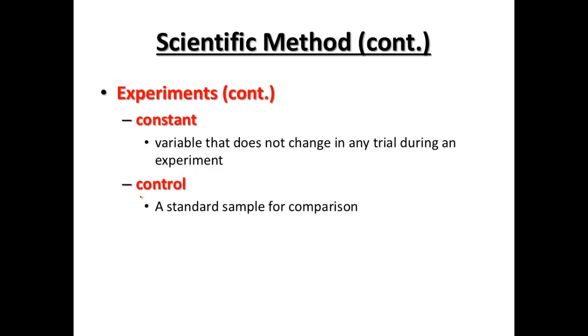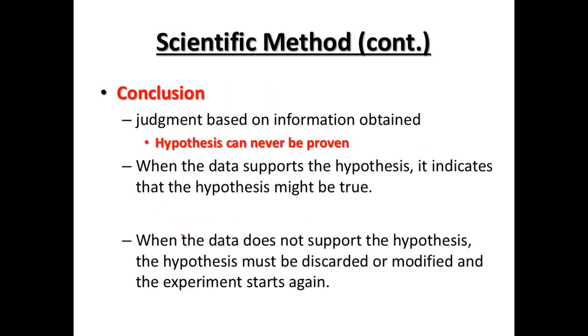Now constants, anything that we did not change during the experiment, and the control, the standard for comparison that we're going to look back to see if there was a change that occurred. Now, as we're going through the scientific method, the conclusion is a judgment based on the information we've obtained. Technically a hypothesis can never be proven. We can just try and try again to see if we continue to come up with the same results. So as your data might prove or tell you that those same results become true, when the data does not support your hypothesis, the hypothesis must be either discarded or modified, and you can start the experiment again so we can kind of go through that cycle.